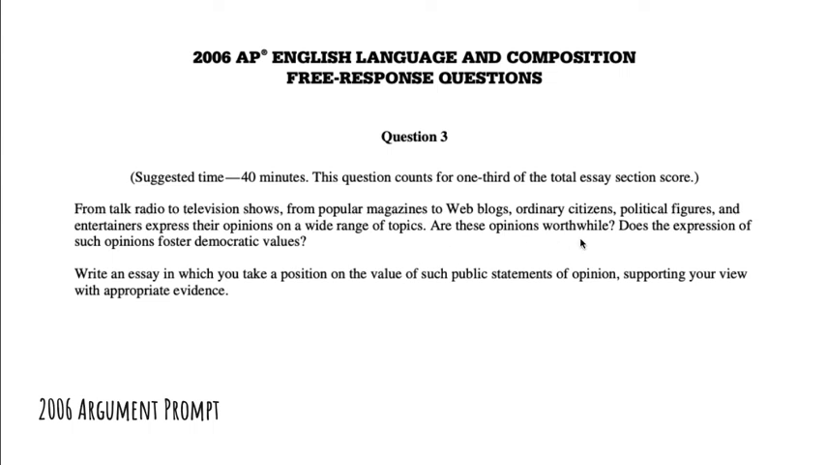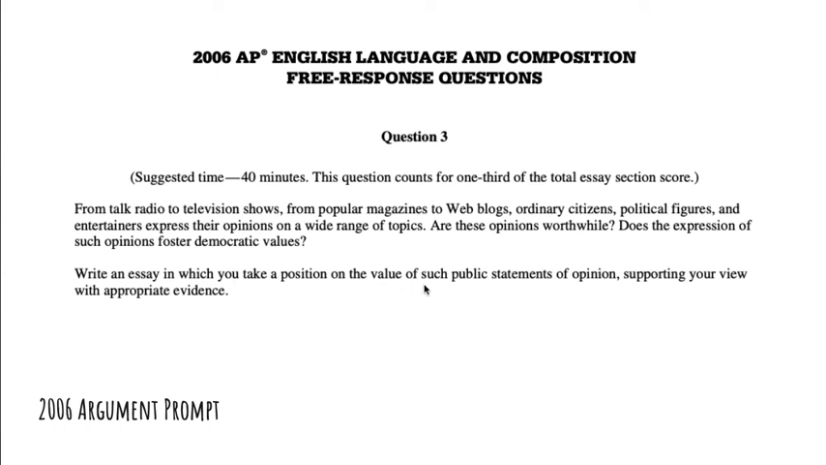Now, there's two different questions here, and they are very different, but these are guiding questions, okay? This is not what the prompt is asking you to answer. So that's something that you have to be really careful of. You don't want to fall into that trap. The question that you're being asked to answer in the essay almost always follows the phrase, write an essay. So you are going to talk about these things in your essay, but specifically the prompt that you're being asked to answer is to write an essay in which you take a position on the value of such public statements of opinion, supporting your view with appropriate evidence.